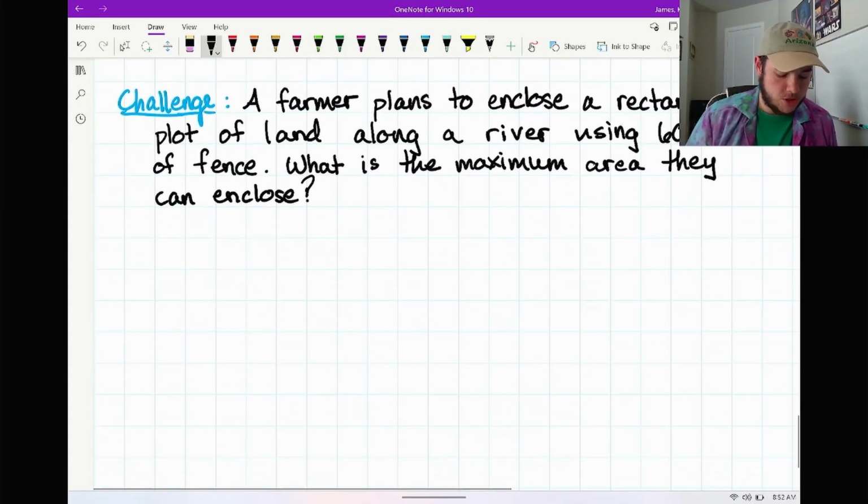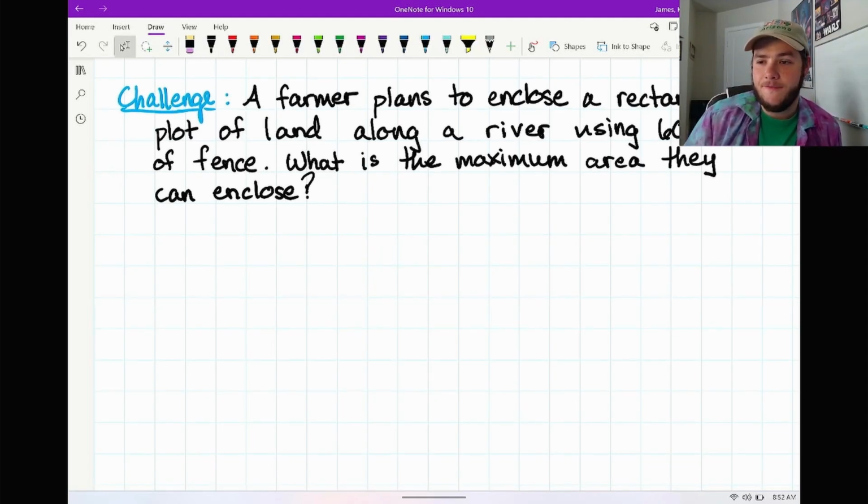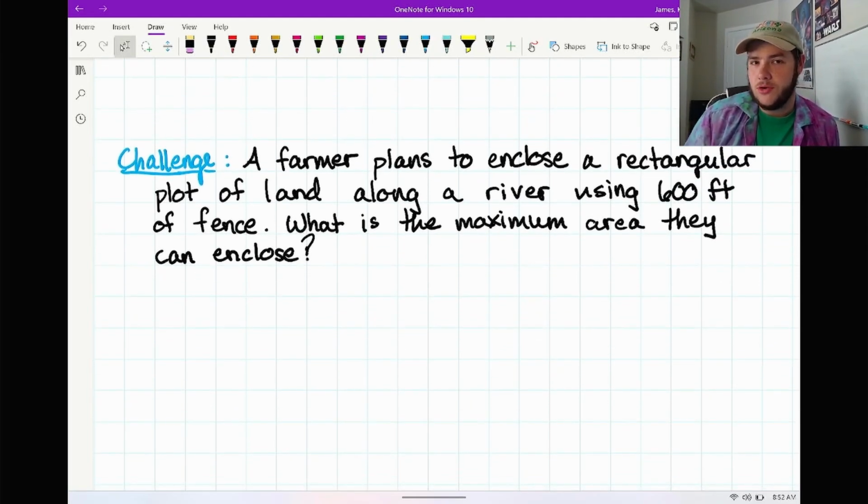Here's a challenge problem for you. A farmer plans to enclose a rectangular plot of land along a river using 600 feet of fence. What is the maximum area that they can enclose? You may be thinking at first glance, what the heck does this have to do with what we've been learning? But go ahead and give it a shot and maybe you'll see the relationship here. If you need a hint, let the video play a little longer.